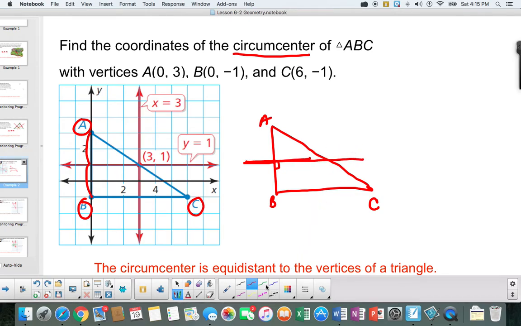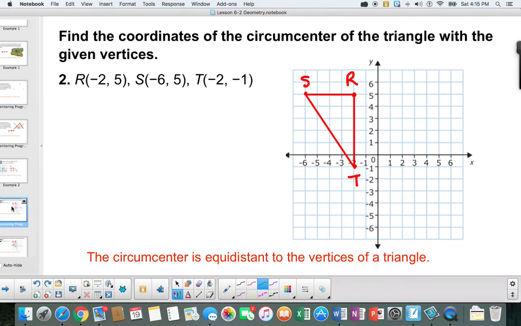Now I'm going to use BC. I'm going to try to find the middle right here, and then I'm going to draw the perpendicular. The middle right here is 1, 2, 3, and then on the other side is 1, 2, 3. So this is the middle, and then I draw the perpendicular. Now where they meet is what we call the circumcenter, and in this case the answer is (3, 1).